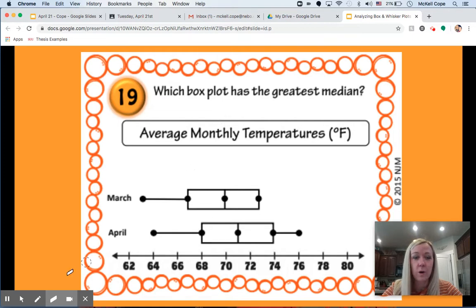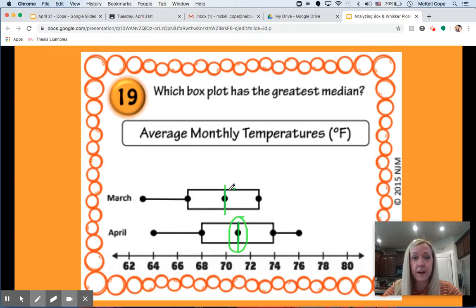Okay, so the median, remember, is the line right here in the middle. So the median of March is 70, and the median of April, looks like these are counting by ones. Yep, so 70, 71, 72, 73. So they're just actually one apart from each other. So April is 71, March is 70, just 70. So this one right here is greater than this one.